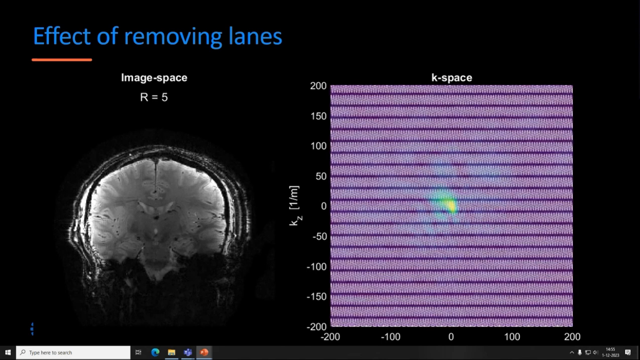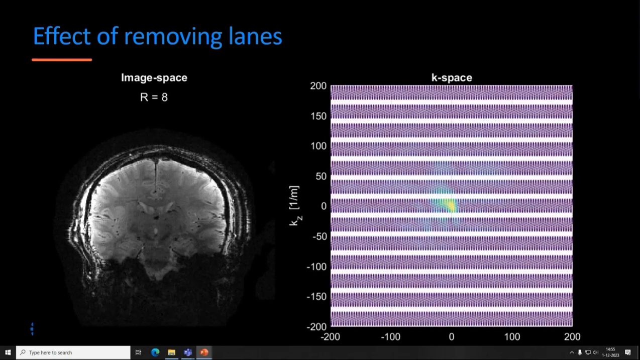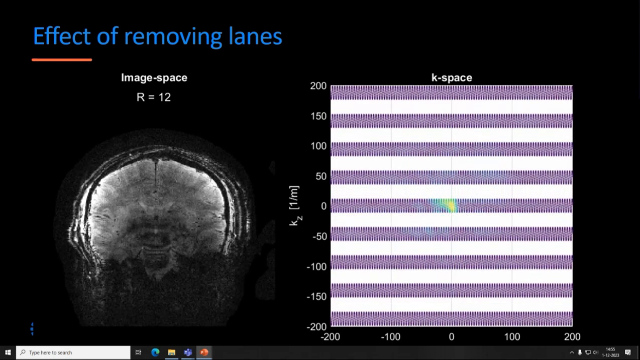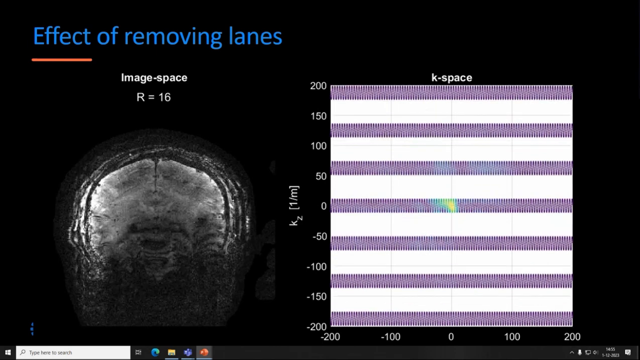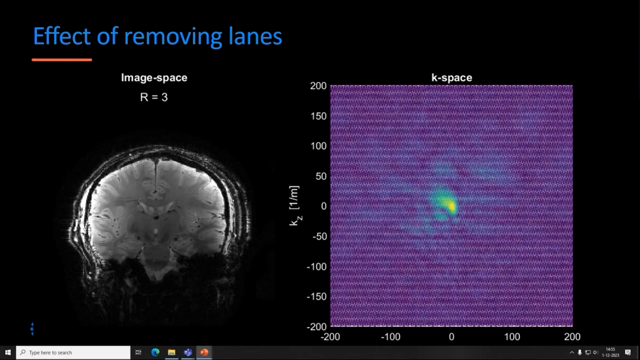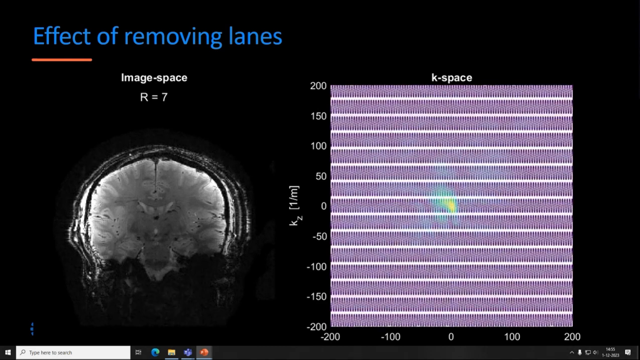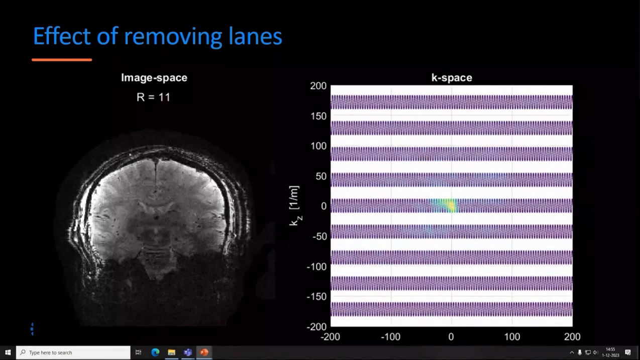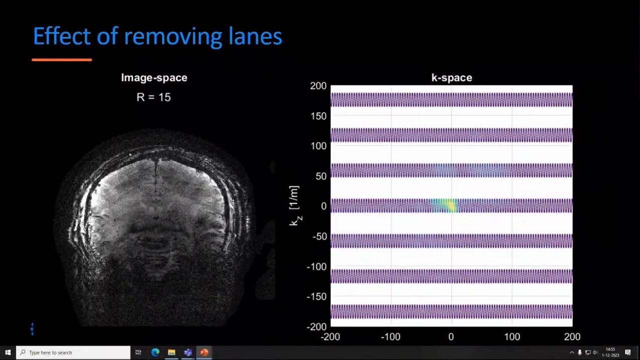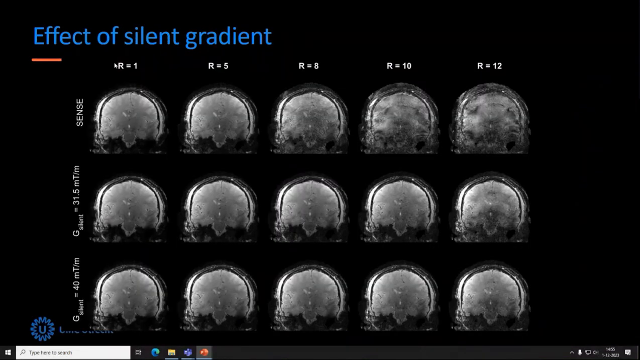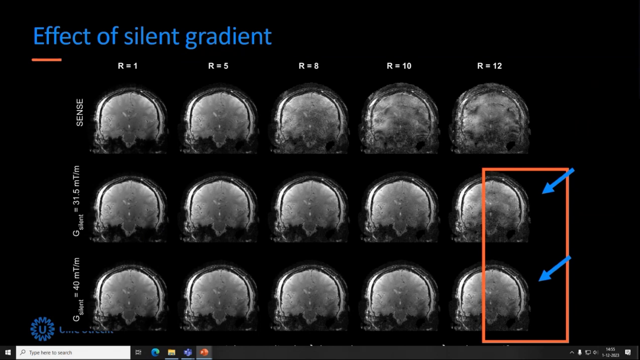This is what we do with the ultrasonic readouts. We can reach much higher acceleration factors without introducing too many artifacts. I'll show you the comparison later. But this is the effect. We have some overlap between the lanes, and we slowly move them apart depending on the acceleration. Here you can see that, so it's normal SENSE. And of course, the amplitude is a dependency. If you drive it at 40 millitesla per meter, you can get good data at an acceleration of 10, compared to SENSE, which is completely unusable.